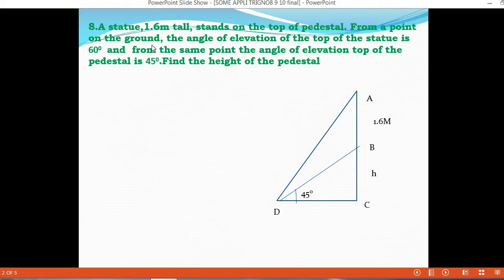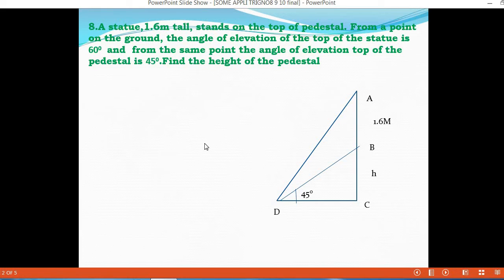A statue 1.6 meter tall stands on the top of a pedestal. From a point on the ground, the angle of elevation of the top of the statue is 60 degrees, and from the same point the angle of elevation of the top of the pedestal is 45 degrees. Find the height of the pedestal.